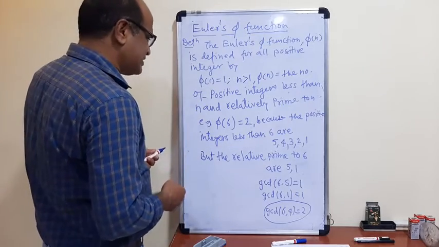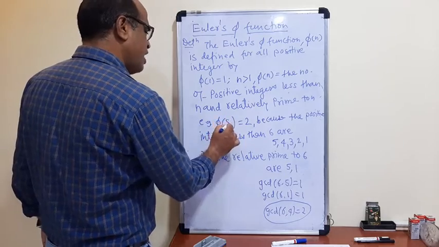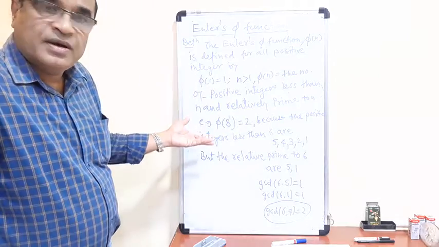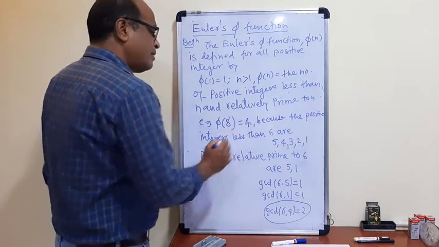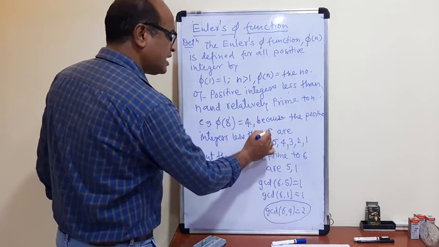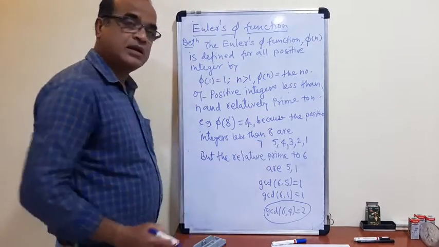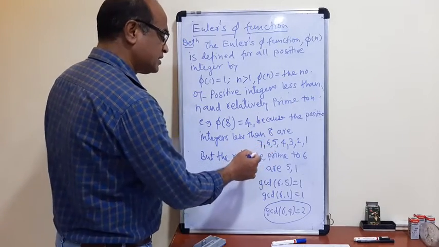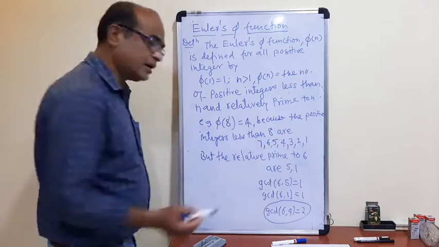Then we take another example. What is phi of 8? What is the Euler function of 8? Phi of 8 is equal to 4. Why? Because the positive integers less than 8 are 7, 6, 5, 4, 3, 2, 1.